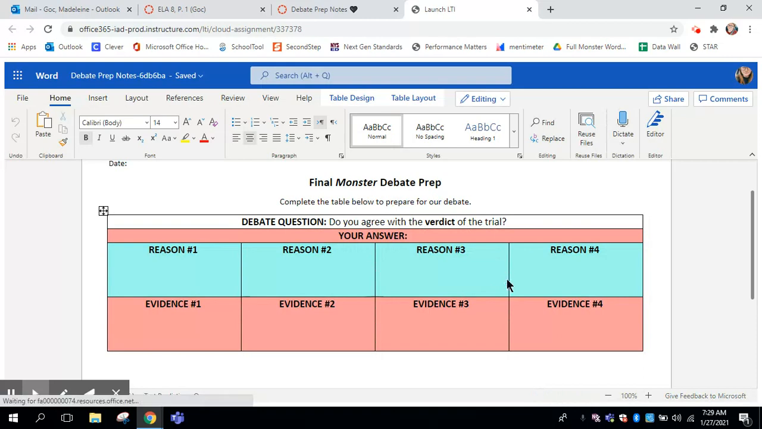Your answer is going to go in this top red column, and that's where you're writing either yes or no. The reasons here are you explaining why you either think yes, the verdict was correct, or no, it should have gone a different way. Your evidence can be page numbers from the text.